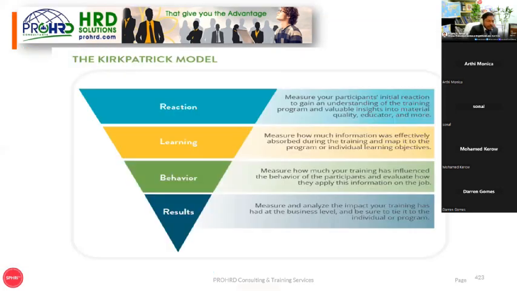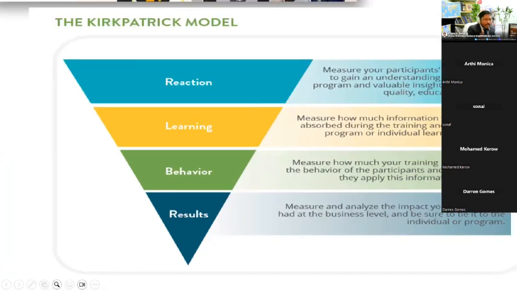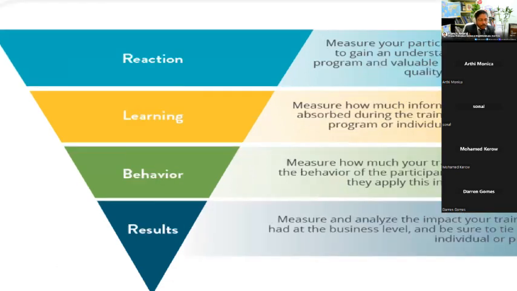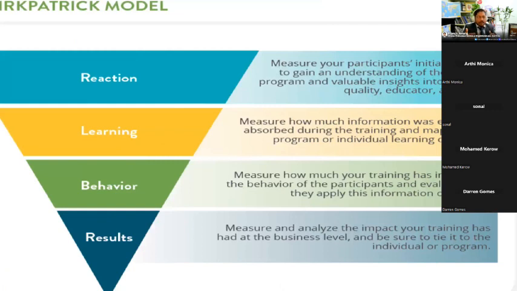Here I'm just giving a quick overview of the Kirkpatrick model, wherein first and foremost, you look at the reaction. For example, as soon as the training is completed, I may send out a link which you all answer: how was my training? Initial reaction, understanding of training, program quality, educator, all that, you ask and immediately get the reaction. And then learning: the impact on the learning. It measures how much information was effectively absorbed during the training, that maps to the program or individual learning objectives.